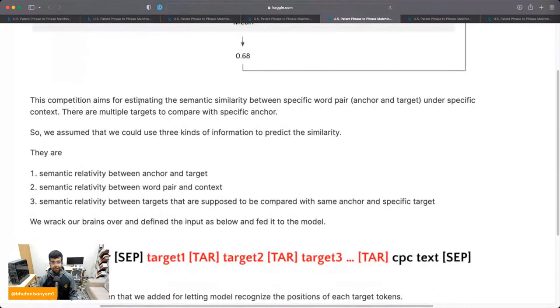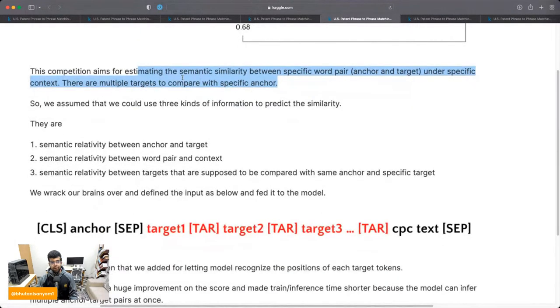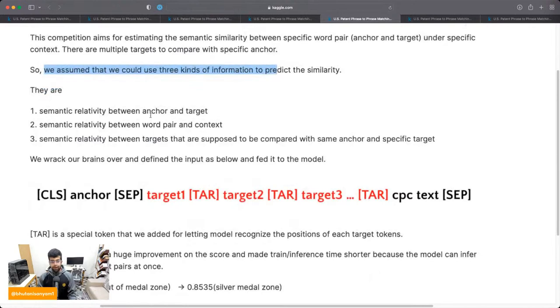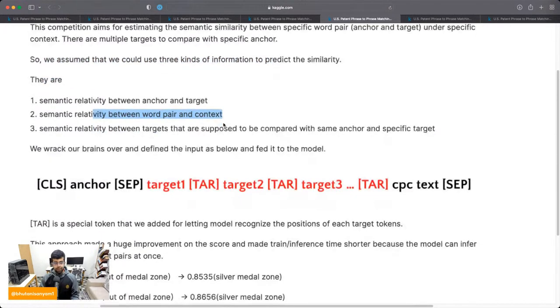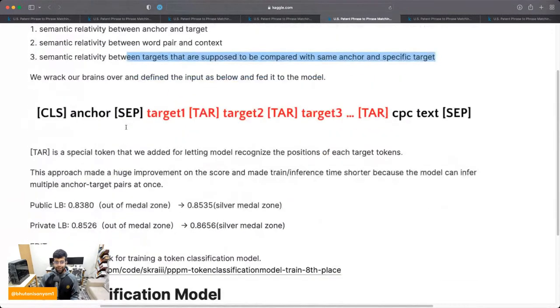They say that the competition aims at estimating the similarity between word pairs. There are multiple targets to compare with specific anchors. So they assume that they could use 3 kinds of information: semantic relativity between anchor and target, semantic relativity between word pair and context, and relativity between targets that are supposed to be compared with the same anchor. And I assume they also mention how they arrived at the trick later on.